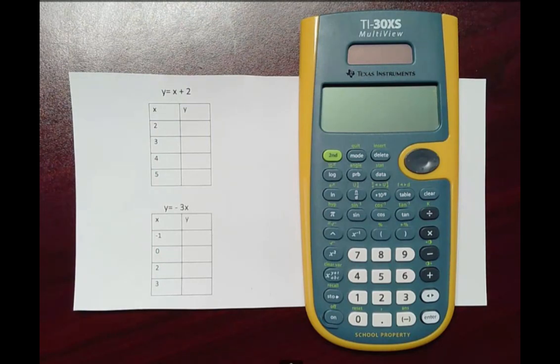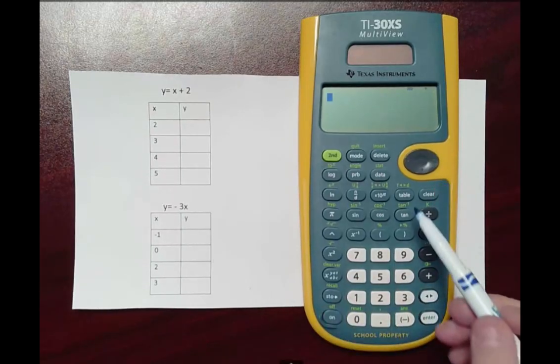One of the things that you will have to do on the GED is graph lines and determine an equation for a line or determine if a point is on a line. And there is a button on your calculator that can be very useful when you are doing any of those things that have to do with graphing a line or determining an equation for a line. And so I want to show you the table button.